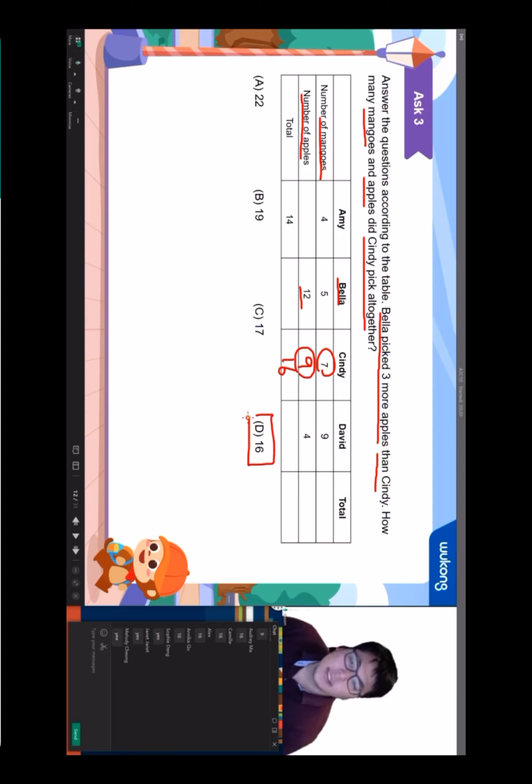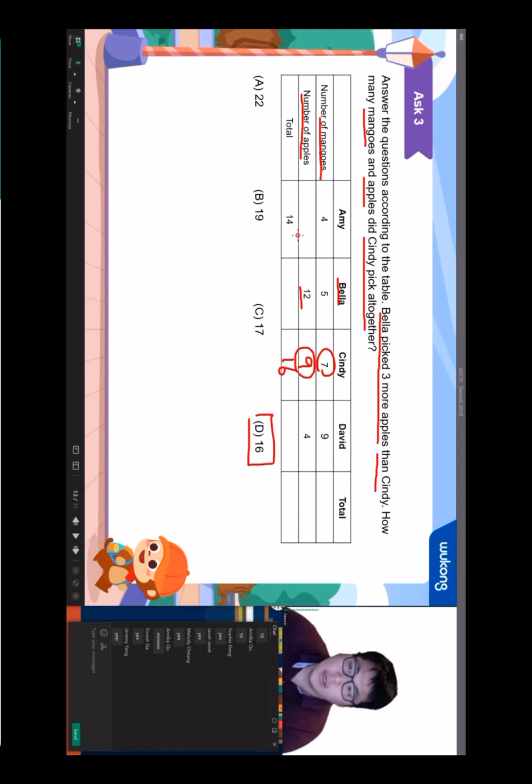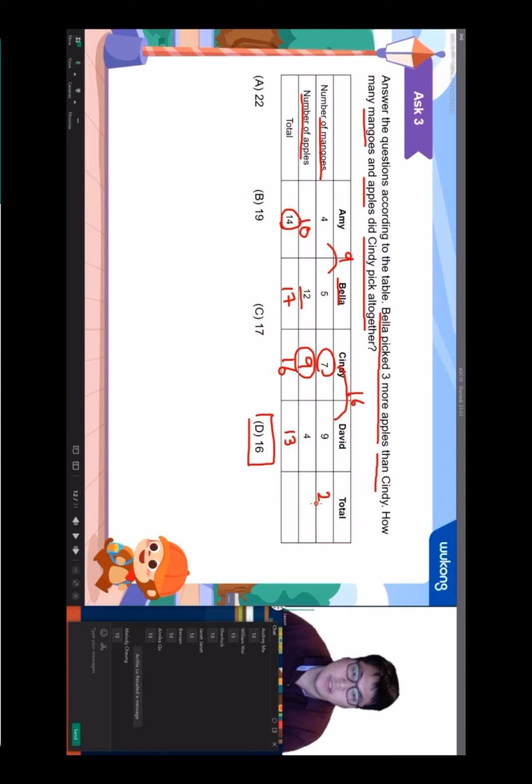But let's complete this table because I don't like to see too many blanks, guys. So, guys, what do you think the number of apples should Amy pick up to make 14 in total, guys? 10, yes, very good. Then what's the total for Bella? 17, good. What's the total for David? 13, so very good. So now 4 plus 5 is 9, and 7 plus 9 is 16. So adding up, we get 25.